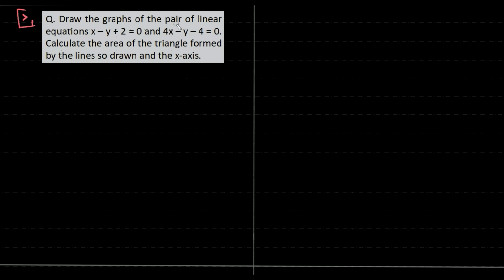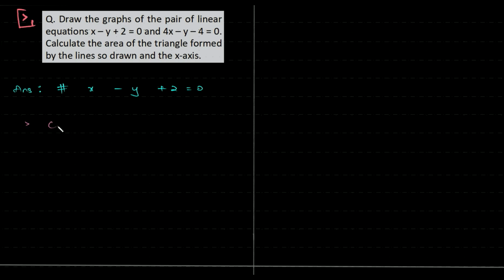Draw the graph of the pair of linear equations, these equations. Calculate the area of the triangle formed by the lines so drawn and the x-axis and the y-axis. So first thing is we need to figure out the coordinates. So let's start off with x minus y plus 2 is equal to 0.